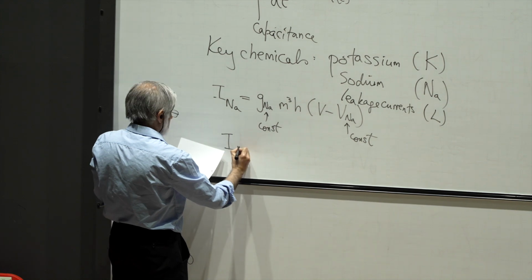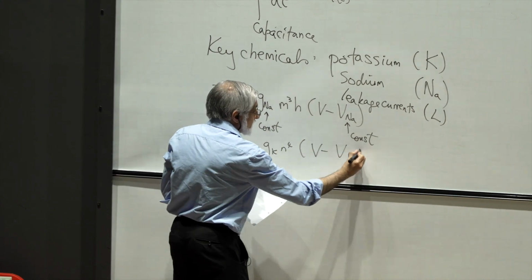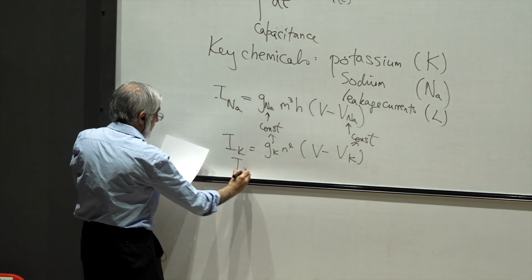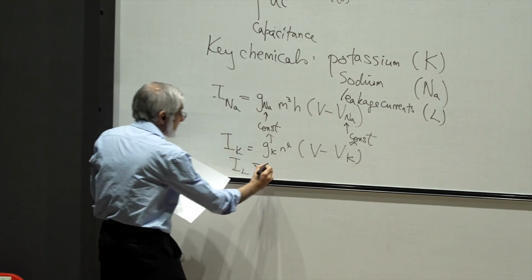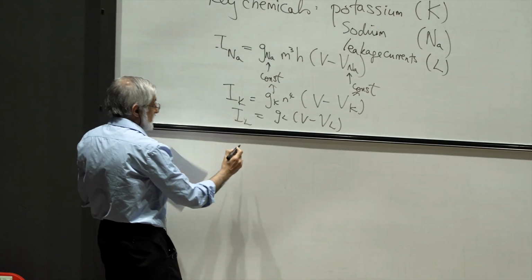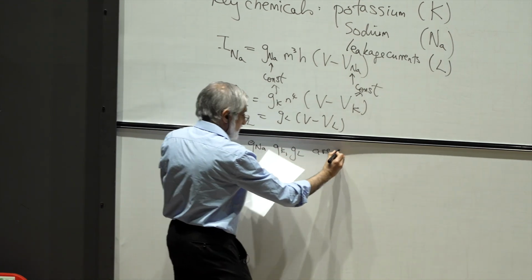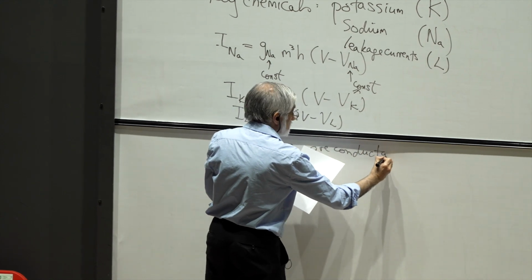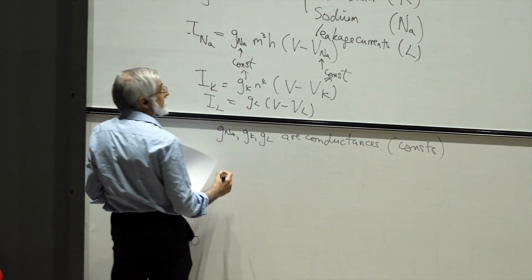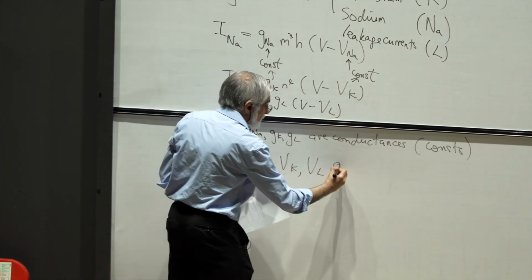Ik. Let's write these down first and then say what they mean. Where that's a constant, and that's a constant. And IL, it's not the same constants, they're just constants, is GL (V minus VL). So GNA, GK, GL are called conductances, constants, and VNA, VK, VL are constants.